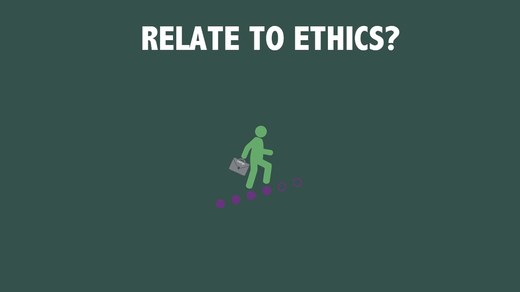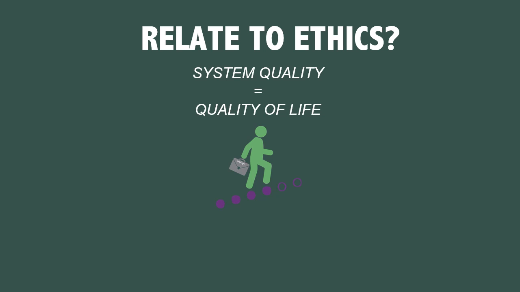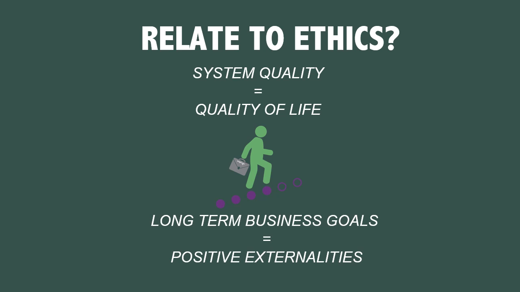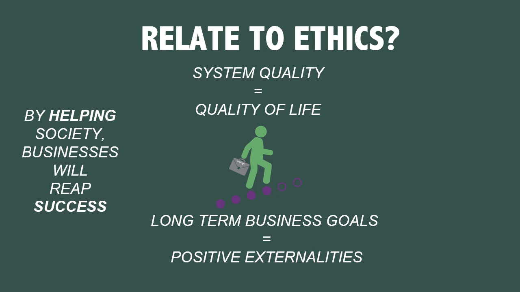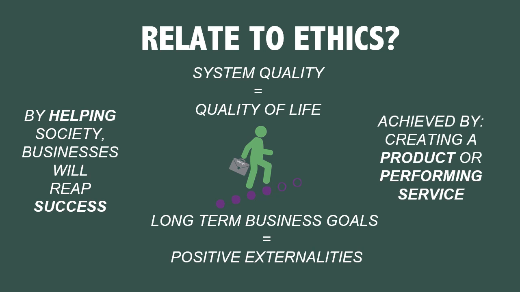How does this relate to ethics? CSR is a subset of business ethics, making system quality and quality of life synonymous. Having this long-term business foresight results in positive externalities. It is a thought that if a company helps society as a main goal, they will reap success. Companies can look to solve society's problems by creating a product or performing a service to fulfill a need, and they will profit and help the world.